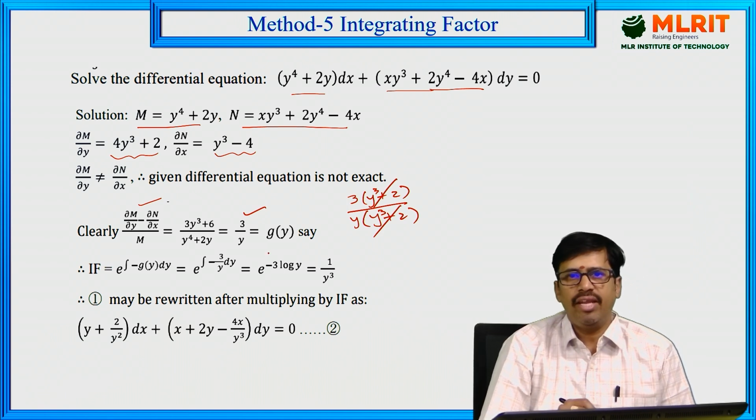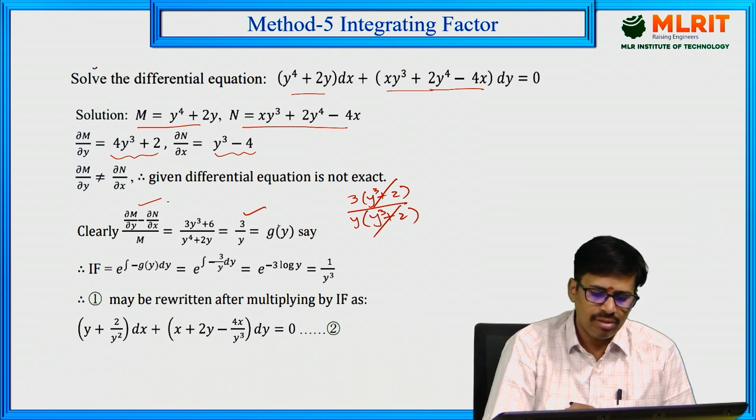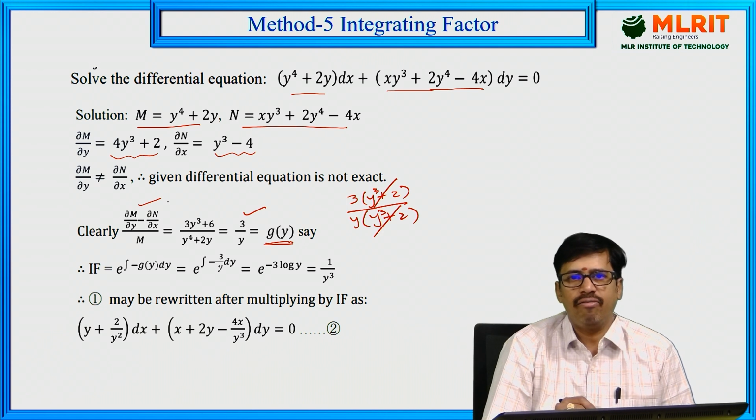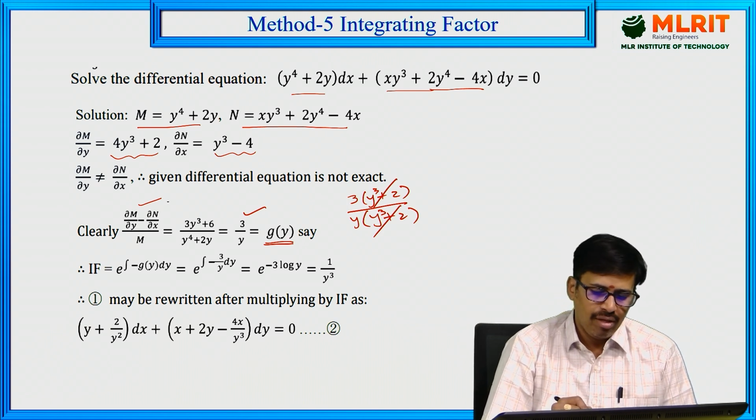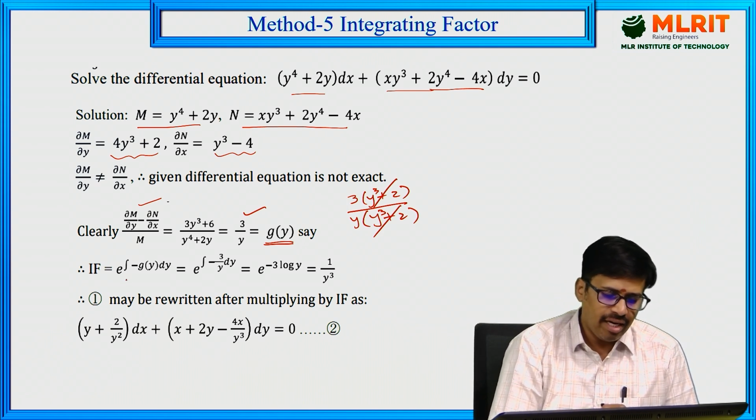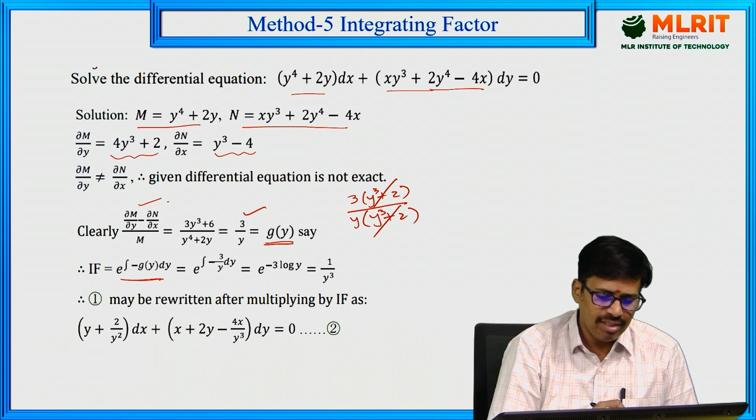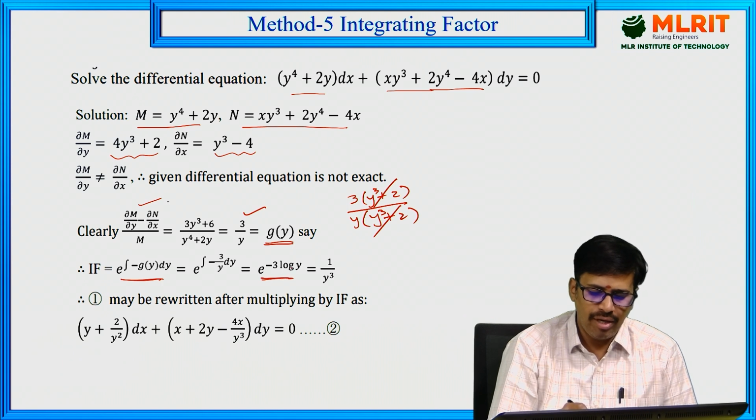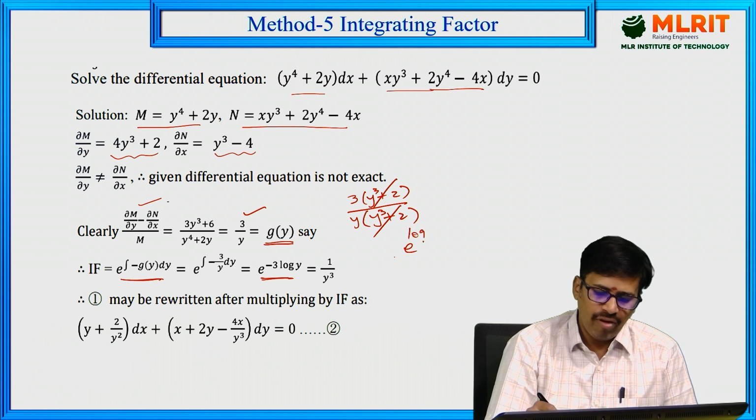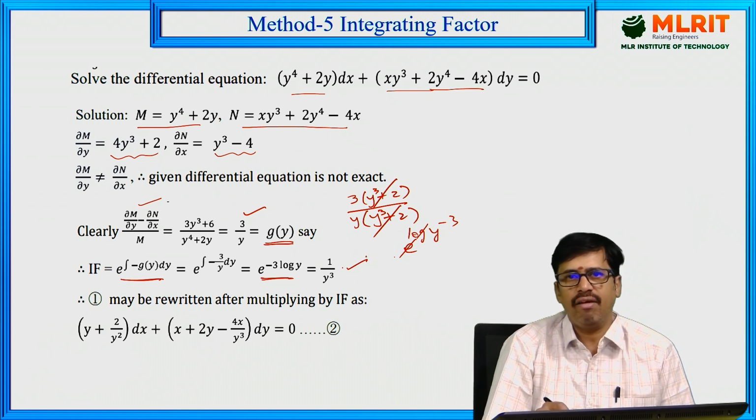Since we don't have any x terms, this is purely y terms, so consider this as some function of y, that is g of y. So what is the integrating factor? e power minus integral g of y, or e power minus integral 3 by y dy, which is e power minus 3 into log y. So this can be written as e power log y power minus 3. So e and log cancel, y power minus 3, this is 1 by y cube, the integrating factor.